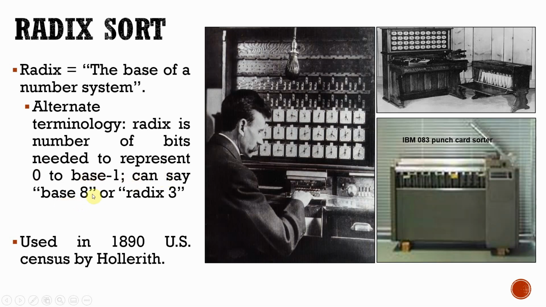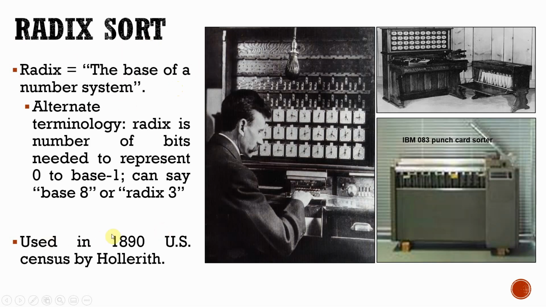For example, for base 8, we need Radix 3. Let's say you want to represent numbers from 0 to 7. 7 needs 3 bits, so we can say that it's Radix 3. This is the alternative definition. In this concept of Radix sort, it mostly has the same meaning as a base.